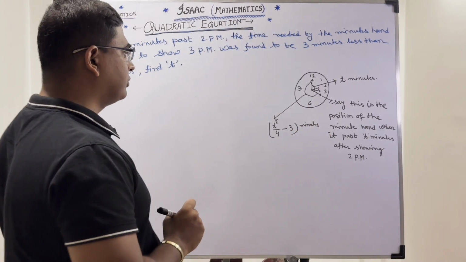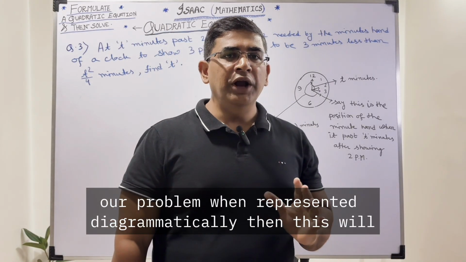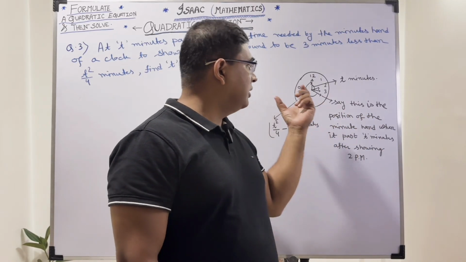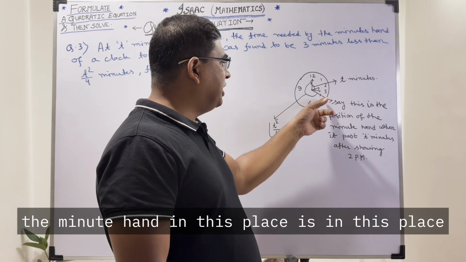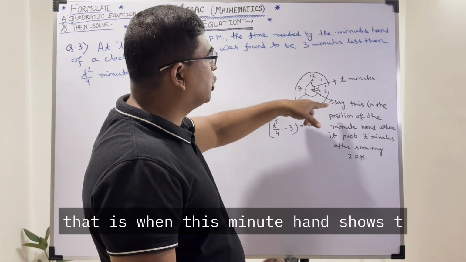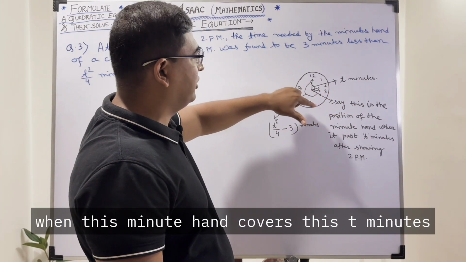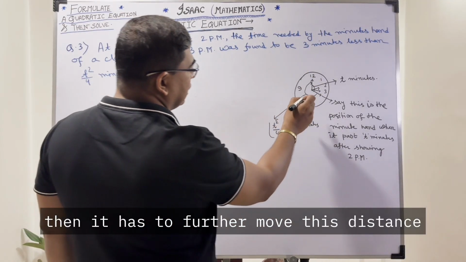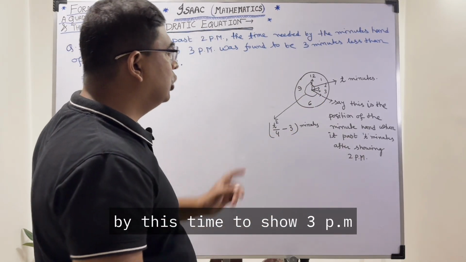Okay, so this is our problem. Our problem when represented diagrammatically, this will be its diagrammatic form. That means when the minute hand in this place is in this place, that is when this minute hand shows t, when this minute hand covers these t minutes after showing 2 p.m., then it has to further move this distance by this time to show 3 p.m.